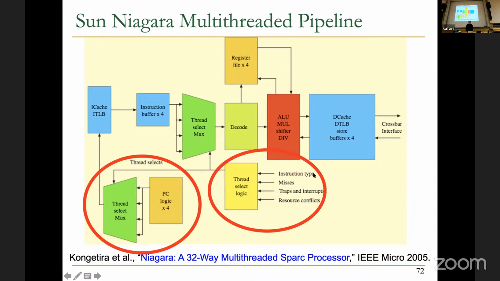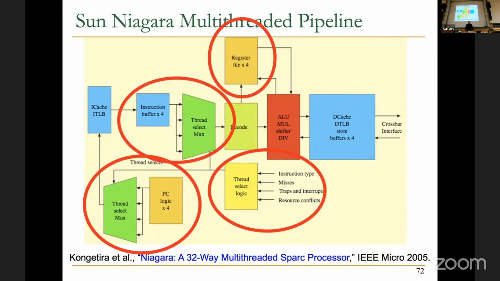Depending on the instruction type, misses in the caches that you will learn later on, and also if we are having interrupts or traps that we were planning to cover, and also resource conflicts, you will decide which thread is going to be considered or scheduled for execution. Basically you need to increase the register file and instruction buffer.